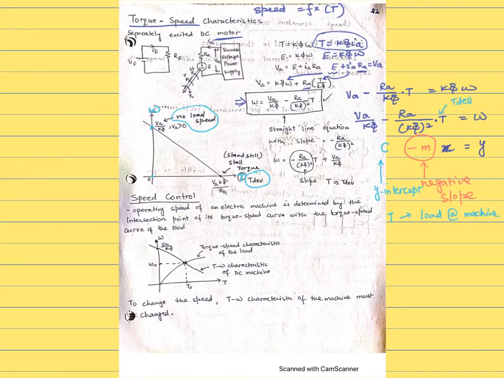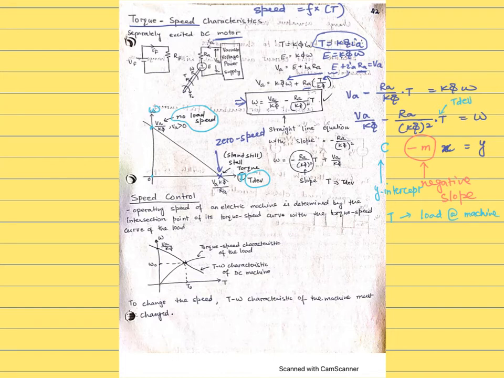Another point to observe is this point on the x-axis. This point corresponds to zero speed. Zero speed of a machine is interpreted as standstill. The machine is not rotating, not moving. It's also called stalled. And since it's the torque point, it's called the standstill torque or the stall torque.